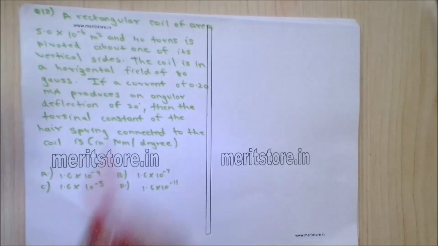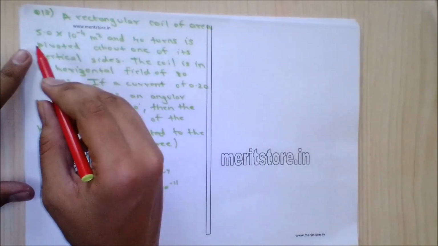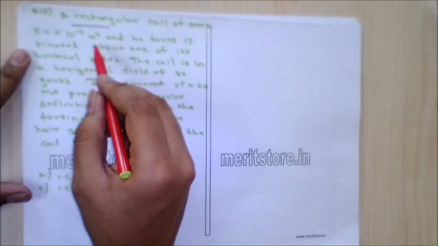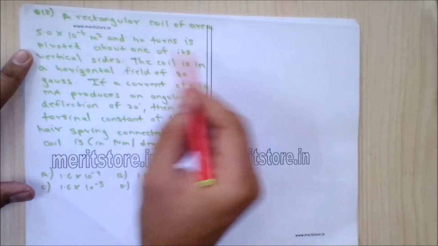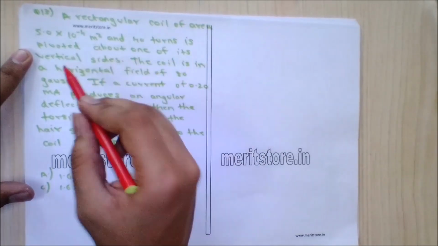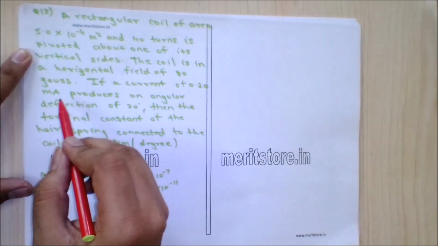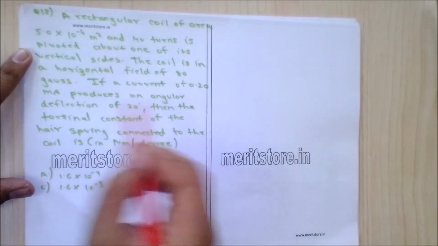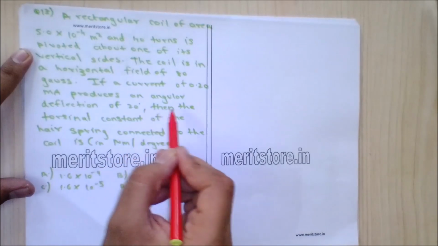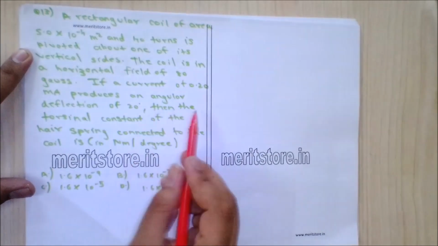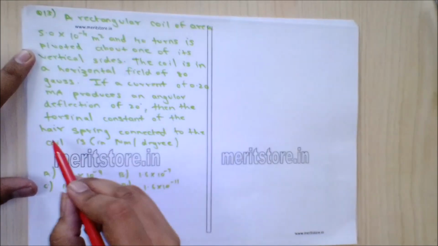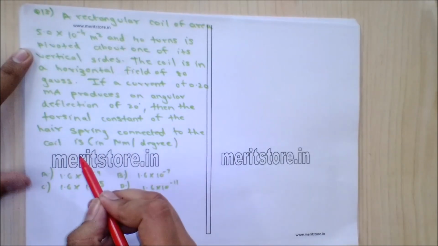Question number 13. A rectangular coil of area 5 into 10 raised to minus 4 meter square and 40 turns is pivoted about one of its vertical sides. The coil is in a horizontal field of 80 Gauss. If a current of 0.20 milliampere produces an angular deflection of 20 degree, then the torsional constant of the hairspring connected to the coil is.